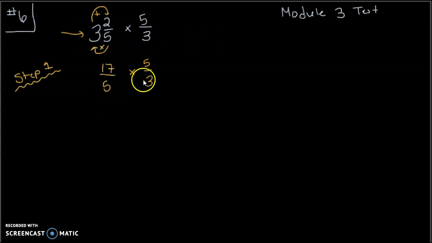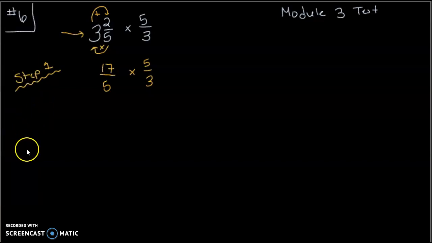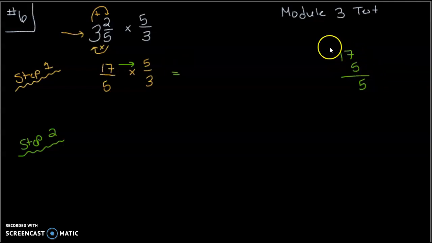So that was step 1. We have to get them into fraction form. Then we have step 2, and this is pretty much just multiplying them right on across. So you can do 17 times 5, which we'll do over here. 5 times 7 is 35. 5 times 1 plus 3 is 8. So we have 85. And then 5 times 3 is 15. So that was the multiplication part.